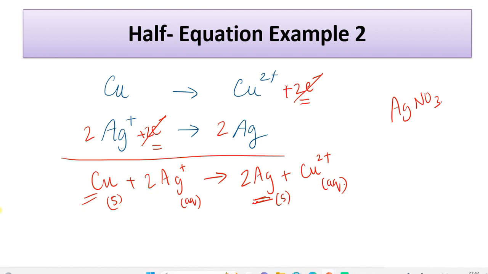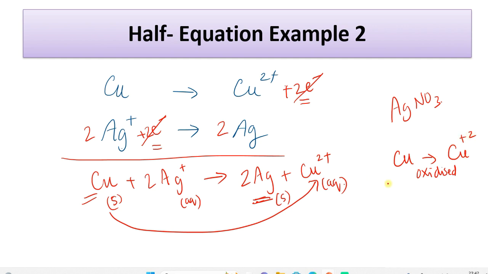So the summary is that copper is getting oxidized to copper 2+. So the way to describe this is copper metal oxidized to copper 2+, right? The ion name for copper is also copper ion, right? Okay, so that's right. Silver getting reduced: Ag+ silver ion getting reduced to silver metal.